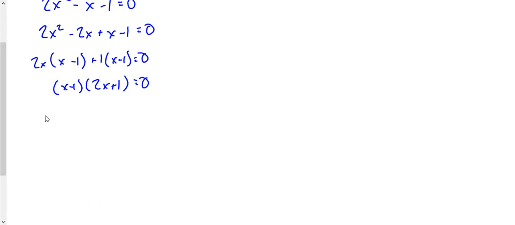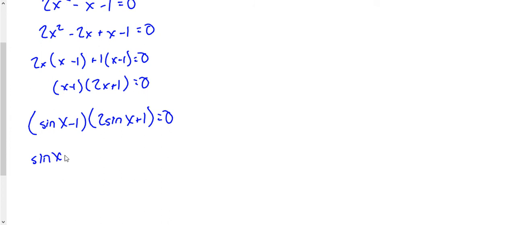Again, sub in right now, so I have sine x minus 1 and 2 sine x plus 1 all equal to 0. Let's set each factor equal to 0, so right here we have sine x equal to positive 1, and on this side here you have sine x equal to negative 1 half. And now we want to try our best to solve.